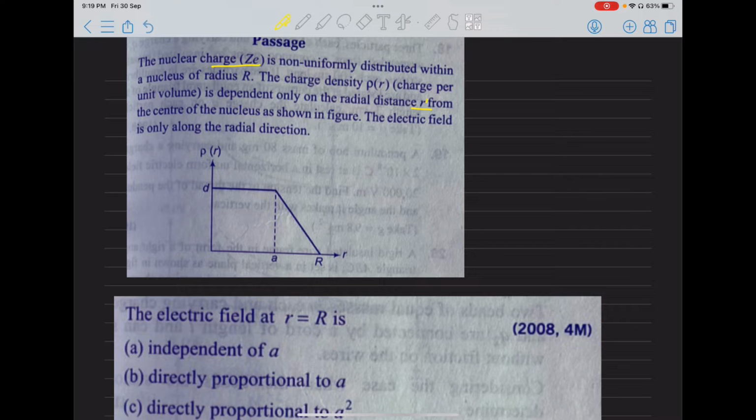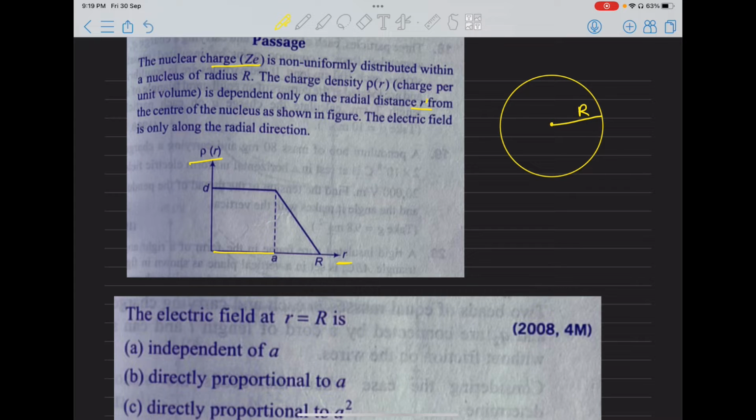Okay, so what is given over here is a nucleus, and of course we always consider the nucleus as a spherical thing, and this nucleus has a radius capital R. What is happening over here? Look at the graph. On the x-axis, we are plotting the distance from the center of this nucleus. On the y-axis, we are plotting the charge density.